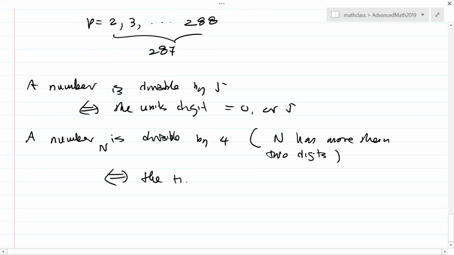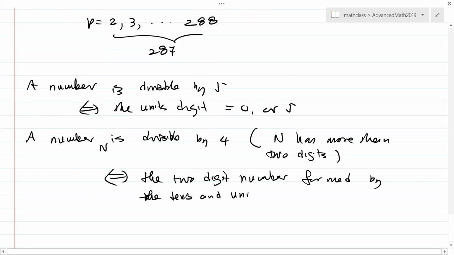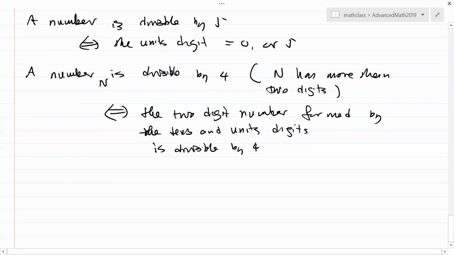Then the 2-digit number formed by the tens and units digit is divisible by 4. The reason is, look at this. I'll give you an example, like 7,124.